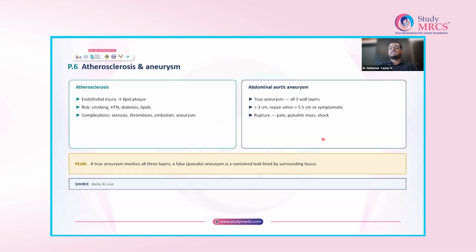If at all there is pain, a pulsatile mass, and if it's ruptured, the patient presents with shock. If it's an incidental finding and it's more than 5.5 centimeters without any symptoms, then we have to go for repair. If it's more than 3 centimeters without any symptoms, then you do a conservative line of management. If it is symptomatic, then you have to go for another treatment.